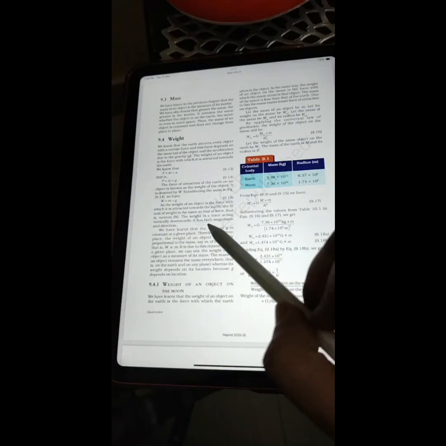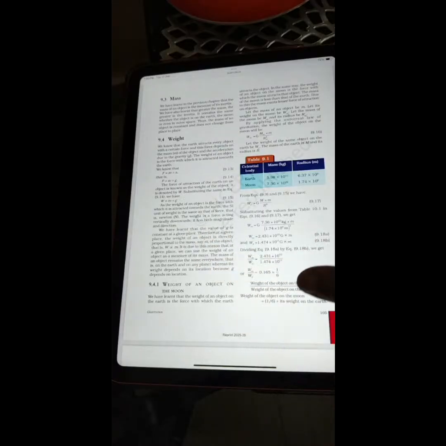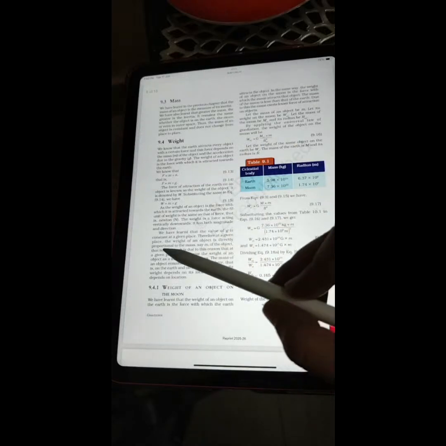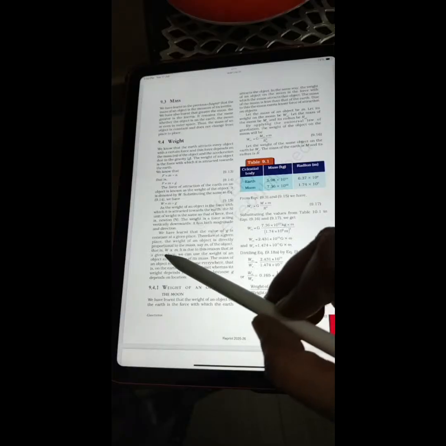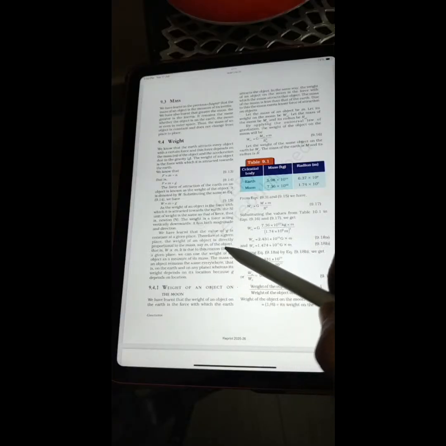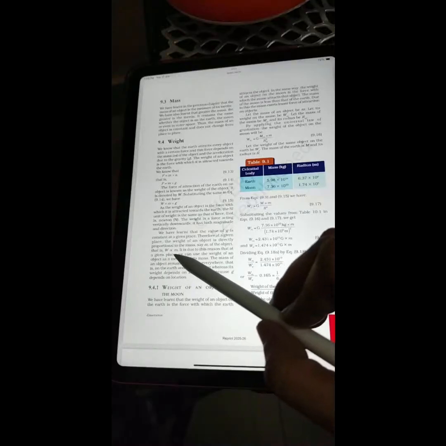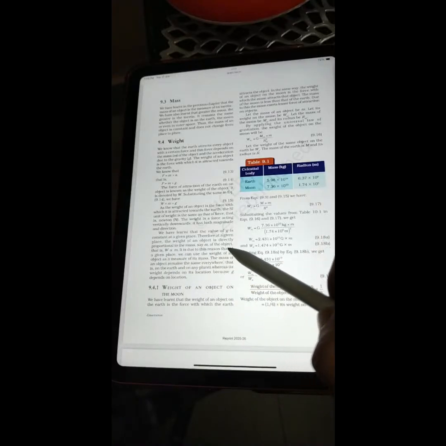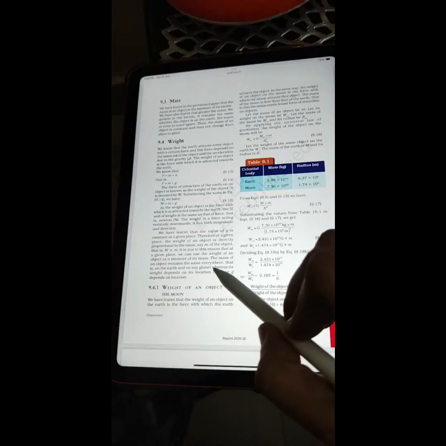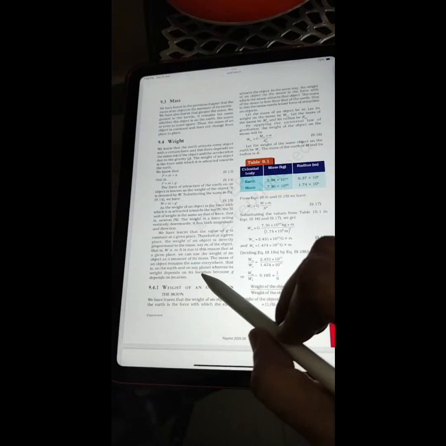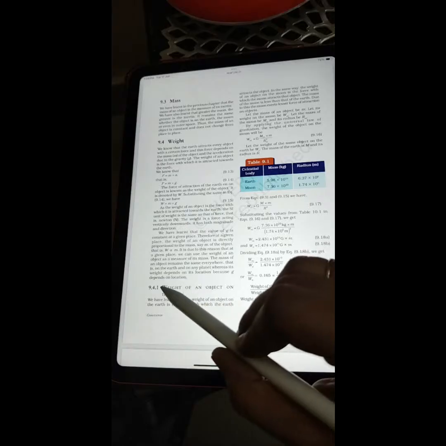The weight is a force acting vertically downward, so it has both magnitude and direction. We have learned that the value of g is constant at a given place. Therefore, at a given place, the weight of an object is directly proportional to the mass m of the object, that is, W is directly proportional to m. It is due to this reason that at a given place, we can use the weight of an object as a measure of its mass. The mass of an object remains the same everywhere, that is, on the earth and on any planet, whereas its weight depends on its location, because g depends upon the location.